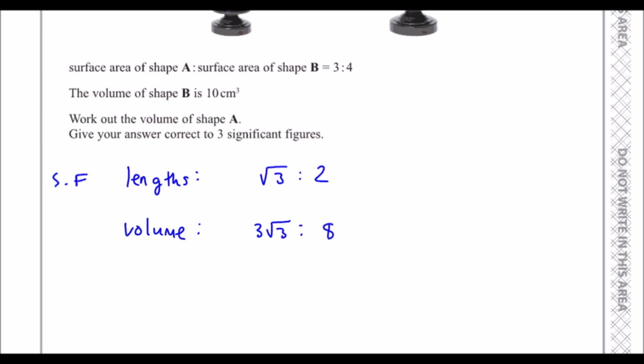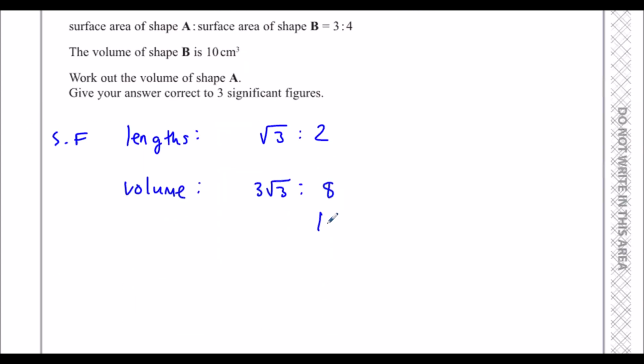So the volume of shape B is 10. So if this one is 10, what is the volume of shape A? So what do you times 8 by to get to 10? So 10 over 8 is 1.25. So times 1.25. So I need to times 3 root 3 by 1.25. To three significant figures, I get 6.495. So it's going to be 6.50.